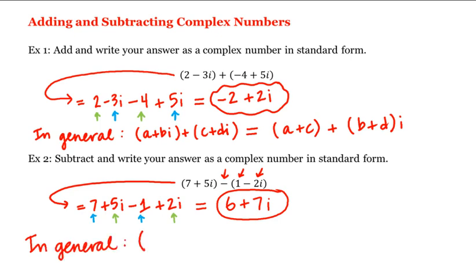when subtracting two complex numbers, a plus bi minus c plus di, we subtract the real parts, a minus c, and then we subtract the imaginary parts, so b minus d i.